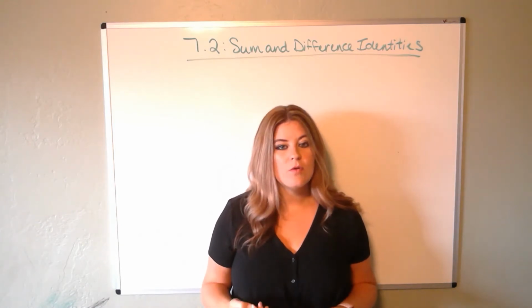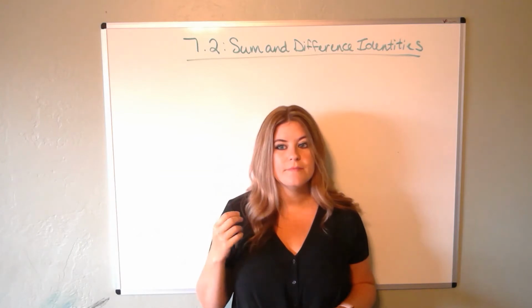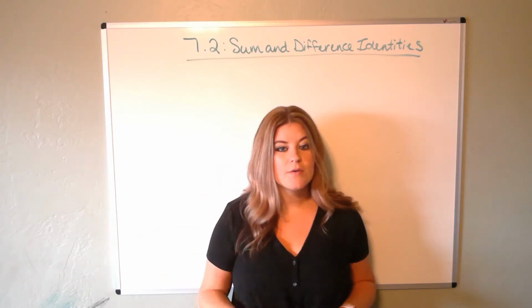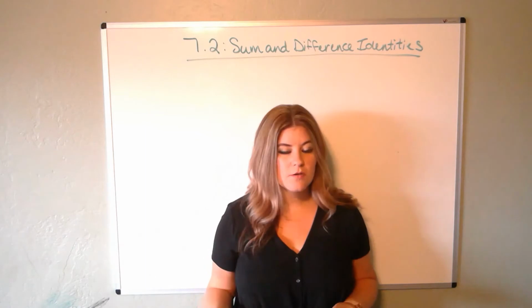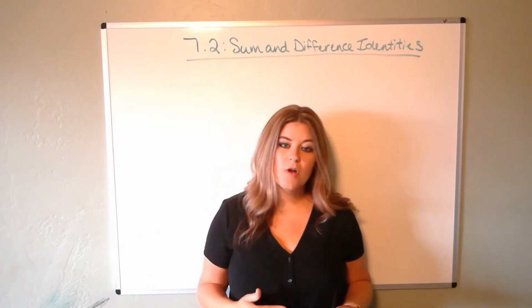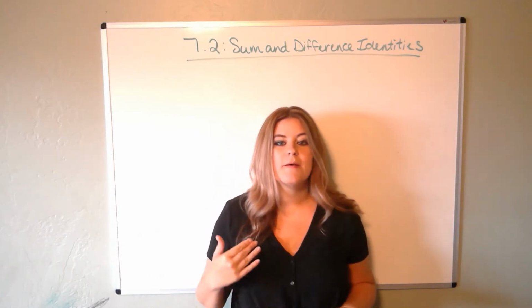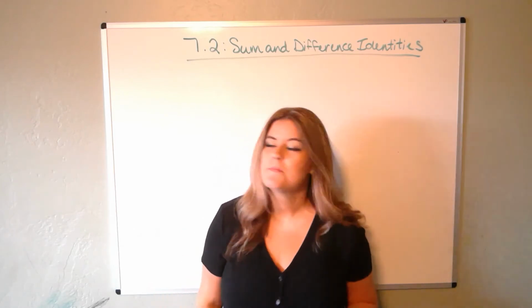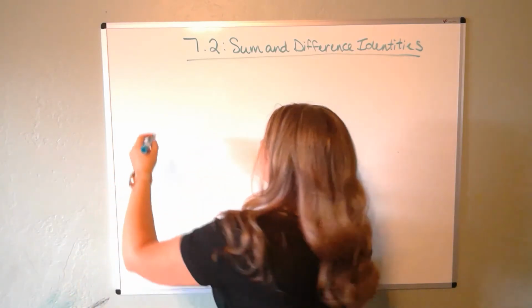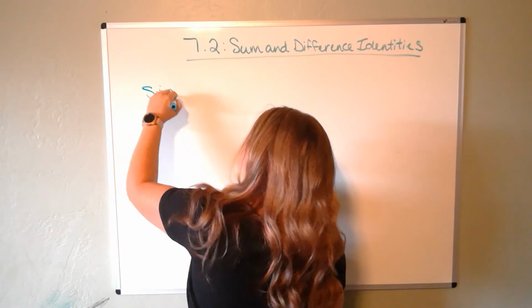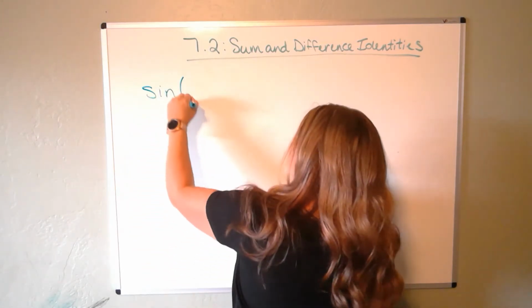There are separate ones for sine, cosine, and tangent. So I'm going to start with sine. We're going to do some problems using these sine identities. Then I'll do cosine, and then I'll do tangent. So let's start with sine. These are called sum and difference identities.